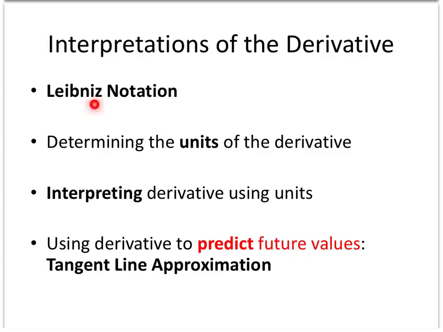So we're going to talk about different notation. This Leibniz notation I probably like the best, and as I told my morning calculus class, the reason why is it's what I was taught. But there's actually a better reason why I like it. Then we're going to also look at determining the units of a derivative, which is why I like this notation. And then we're going to actually interpret the derivative using these units. And then the whole shebang here is to be able to predict future values.